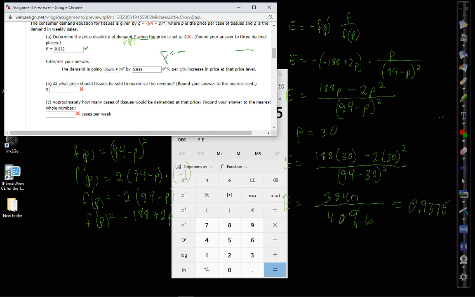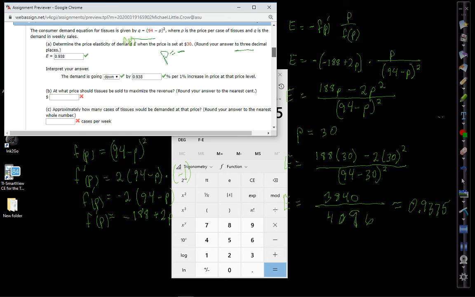We're going to set this equal to 1 and then solve for P. Once you have your price, you plug that into the original function, the original equation up here. So you take that price, plug it in here, and that will give you the demand. Approximately how many cases? That will give you the cases of tissues once you get the P. So I'm going to allow you to go through that.